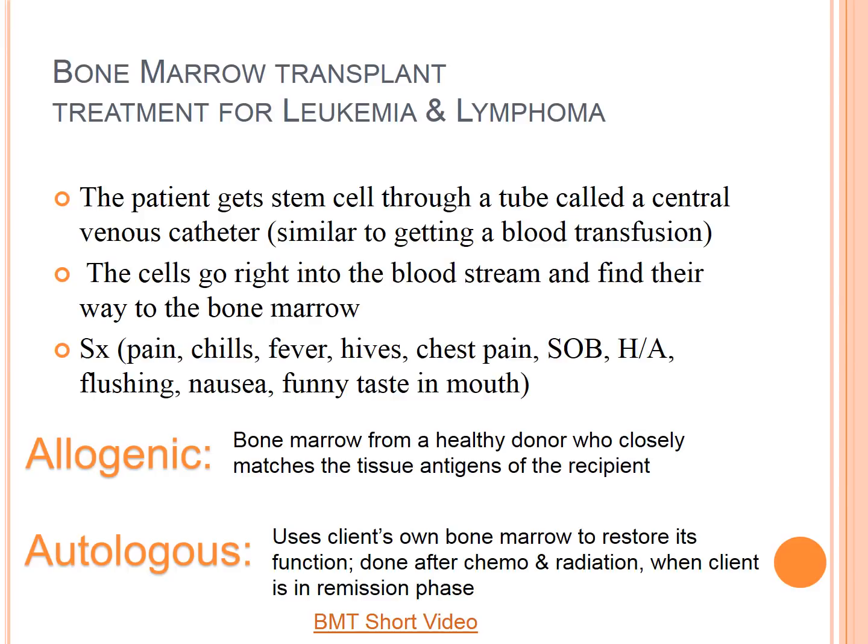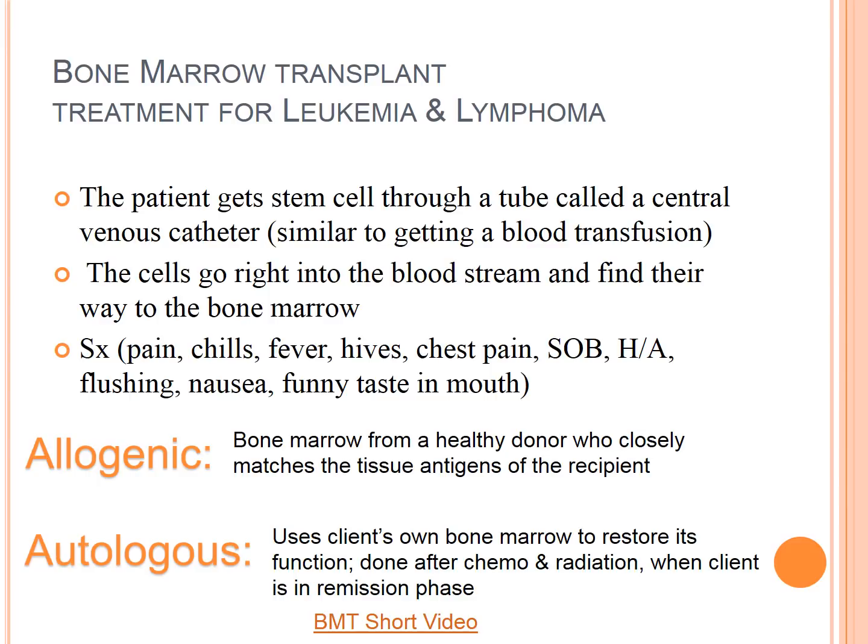Autologous is the patient's own bone marrow, okay? Remember when I briefly mentioned plasmapheresis earlier? Patients get hooked up to a machine similar to hemodialysis, and the blood is filtered, and the stem cells, the bone marrow cells, can be removed and kept aside. And what they do is they end up freezing those cells.